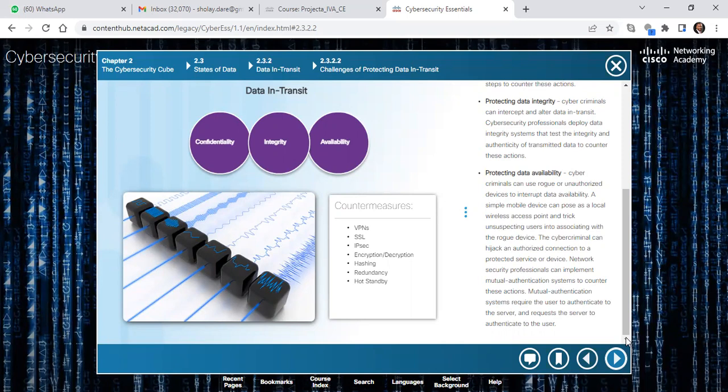So the cyber criminal can hijack an authorized connection to a protected service or device. Network security professionals can implement what we call mutual authentication systems to counter these actions. Mutual authentication systems require the user to authenticate to the server and require the server to authenticate to the user. When they create authentications like this, when you connect to a particular device, they still need your permission to access it.